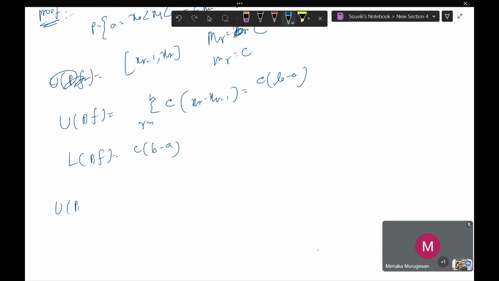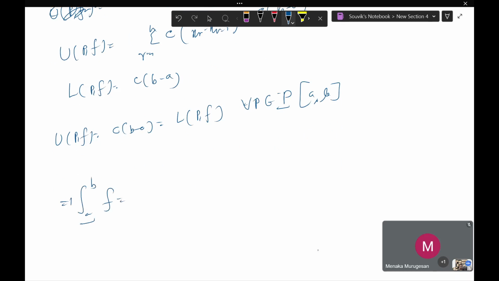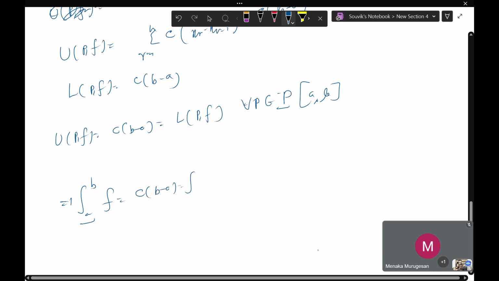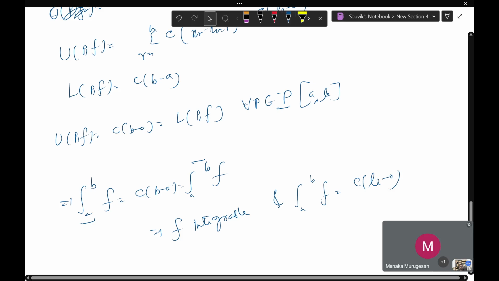So clearly U(P,f) is equal to c into (b minus a), which is equal to L(P,f), and this holds for all partitions of [a,b]. So this implies the lower integral of f is equal to c into (b minus a), which is the upper integral of f. So this implies f is Riemann integrable, and the integral from a to b of f is equal to c into (b minus a).